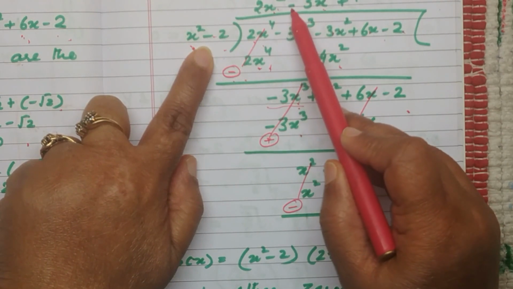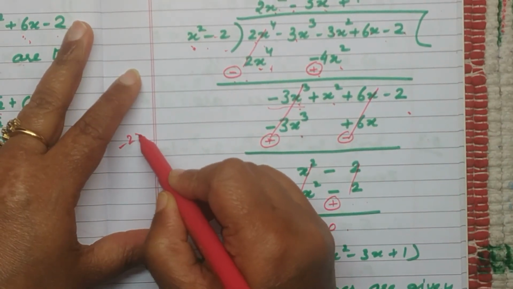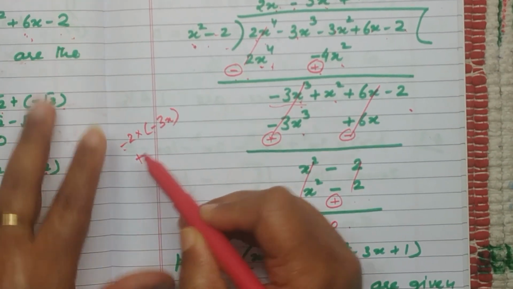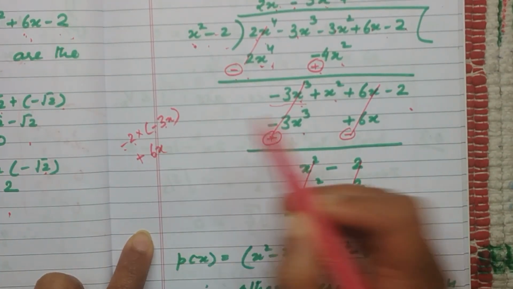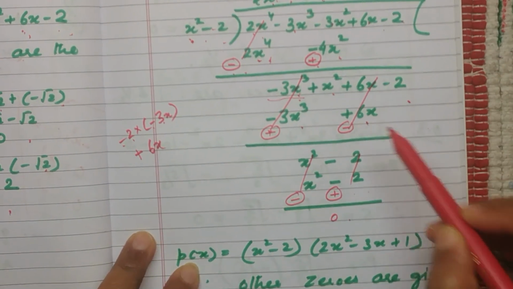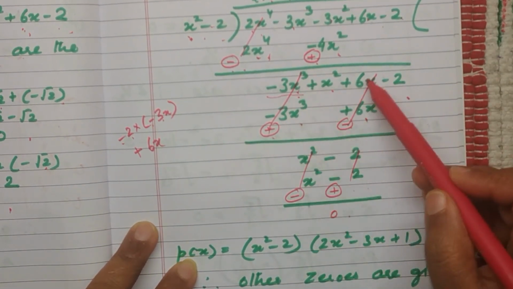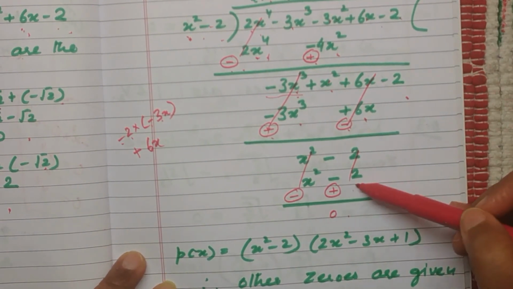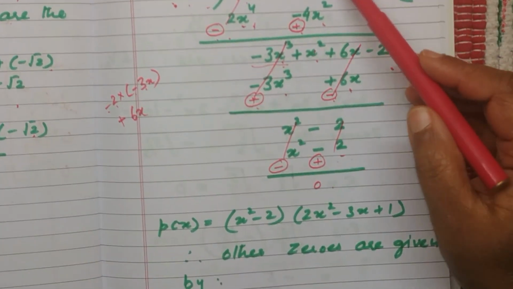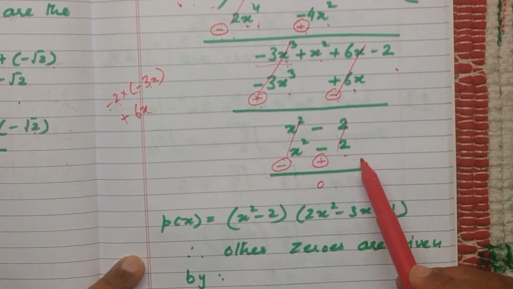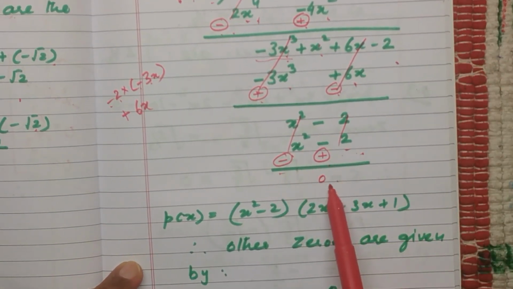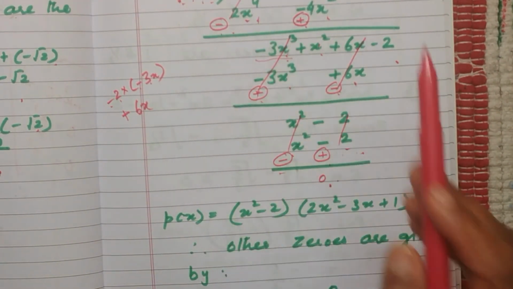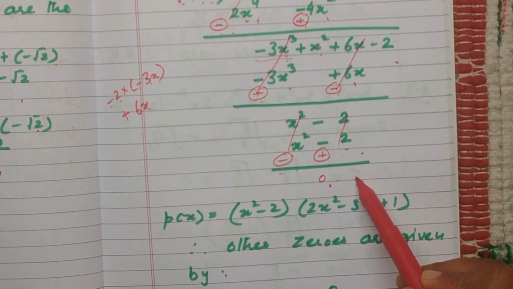Now minus 2 into minus 3x: minus minus is plus, 2 into 3, 6x. So we get 6x here. Now change the signs, this goes away. We are left with x square minus 2. Now this will go by plus 1. So x square minus 2, when we change the signs, we get the remainder 0. Otherwise also, we started with x square minus 2 being a factor, so the remainder had to be 0 only.